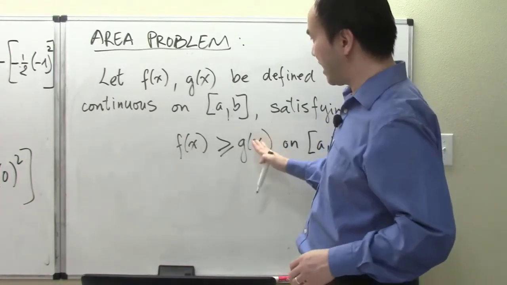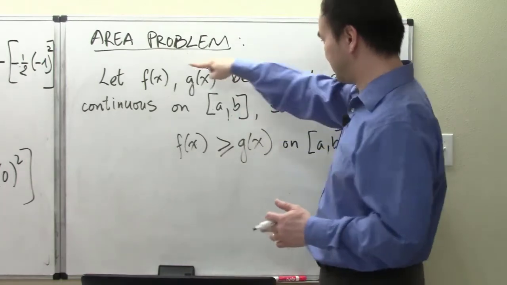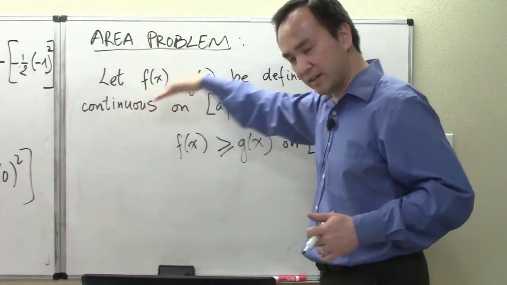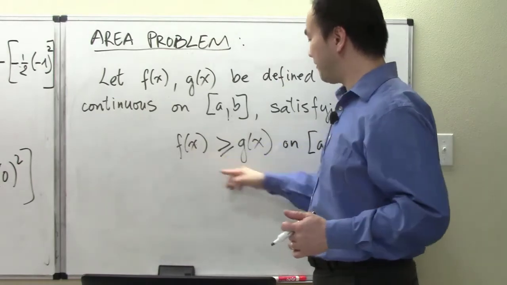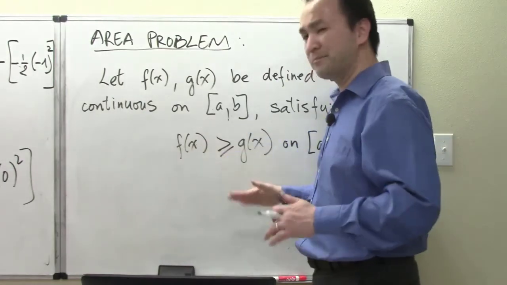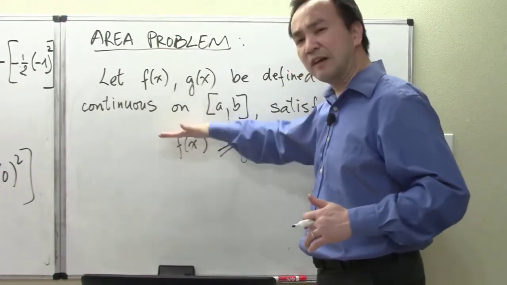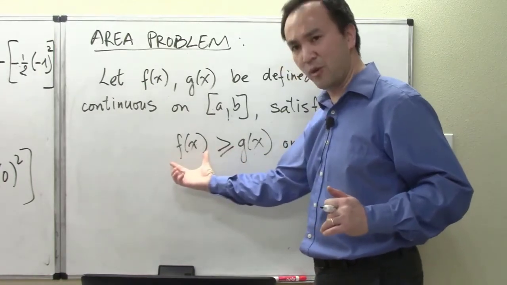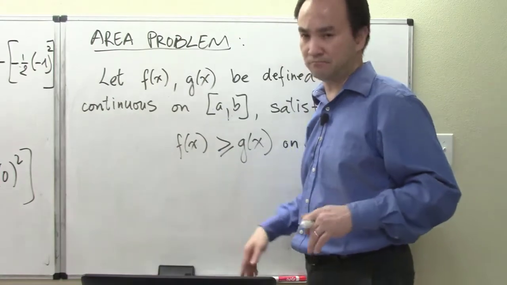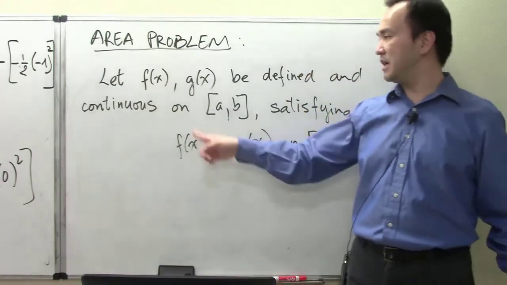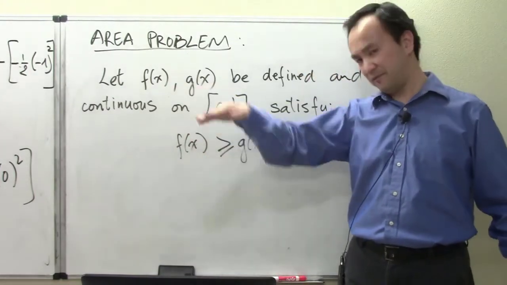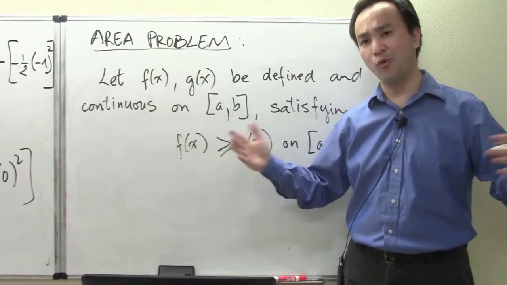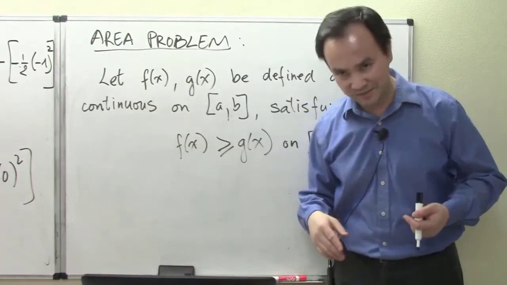Then if we have these three requirements, the two functions are continuous and defined, and the two functions have this inequality. Don't get yourself too hung up with this inequality, but the idea is that one curve stays above the other curve. It could be g stays above f, but the point is that one curve stays above the other curve.